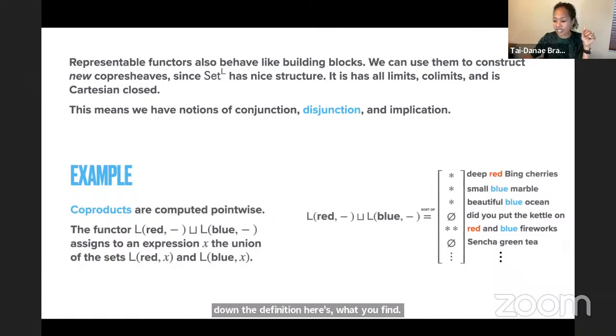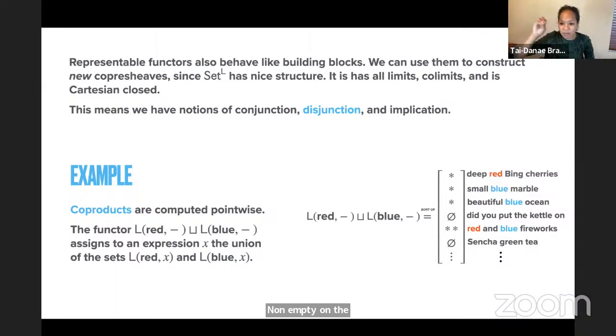A coproduct means I can take two functors, hom(red, -) coproduct together with hom(blue, -). That defines a new functor that sends an expression x to the union of the two sets, hom of red into x and hom of blue into x. So here's what that means. I get a new functor, a new copresheaf. And again, if I envision it as a vector whose entries are the empty set or something else, this functor is supported on all texts that either contain red or contain blue or contain both of them, meaning it's non-empty on the union of all of those sets.